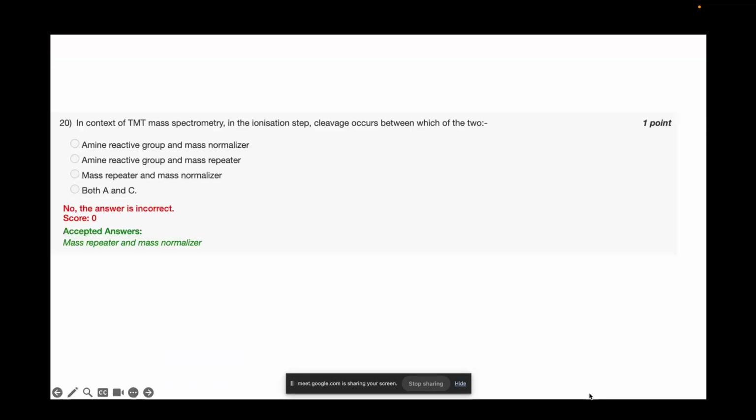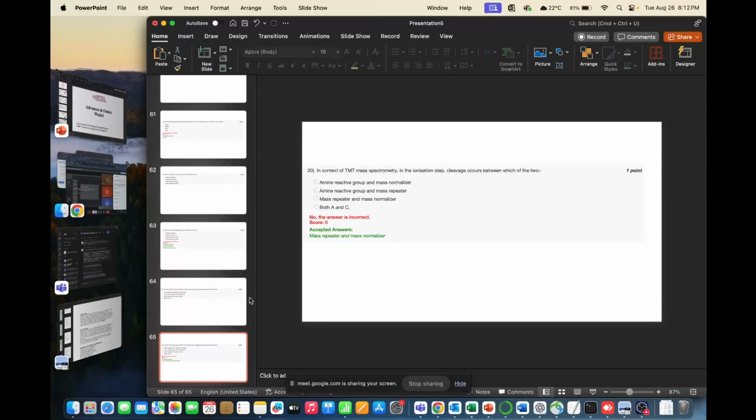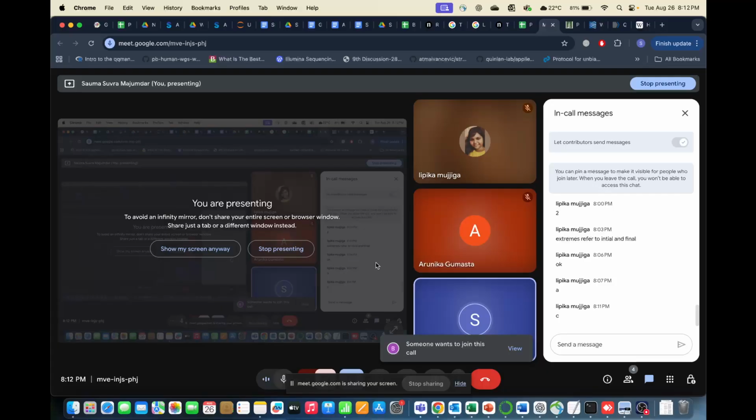Yeah, that is correct. The mass repeater and the mass normalizer. We have not discussed TMT today, but Sir has discussed it. So yeah, I think that is all from my side. If you have any questions, you can ask, or we'll close the session for today.